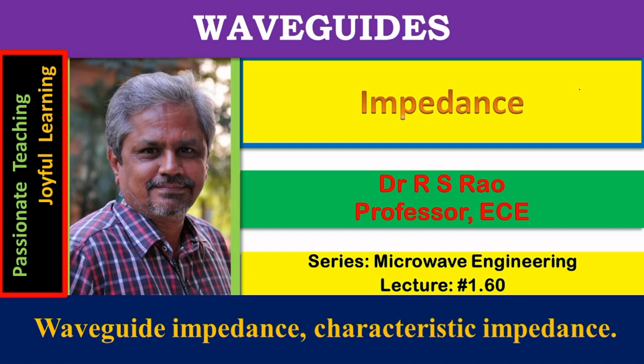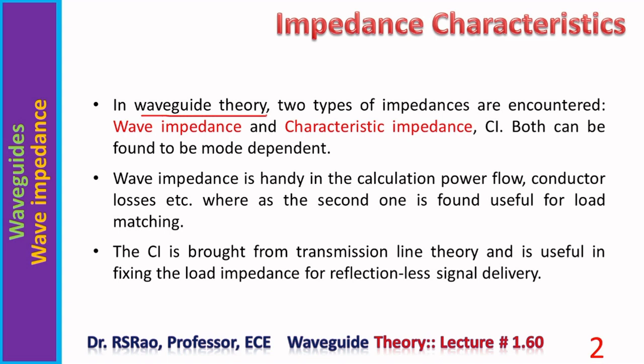Now, let us move further to explore these two impedances. In waveguide theory, as already mentioned, there are two types of impedances. One is wave impedance, another is characteristic impedance. Values of these two impedances depend upon the mode of the wave. Wave impedance is handy in calculating power flow, conductor losses, etc. Whereas the second one is found useful for load matching purpose. The characteristic impedance is brought from transmission line theory and is useful in fixing the load impedance for reflectionless signal delivery, that is, for load matching purpose.